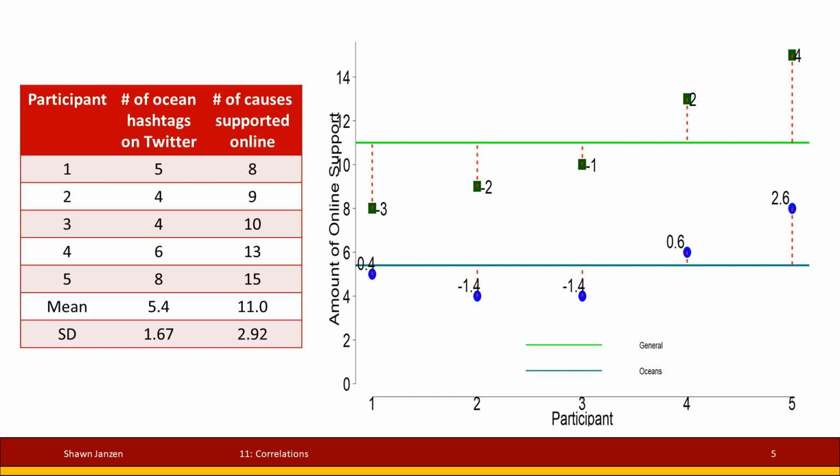On the right side of the plot, I've put out these data points where on the x-axis we have our individual participants, and I've plotted their points on the y-axis for both the number of ocean hashtags on Twitter they've used and the number of causes online that they've supported. I have horizontal lines cutting across in both green and blue, where green is the mean for the causes and blue the mean for the ocean hashtags. We have red dotted lines extending from each observation point to the respective means, and those red dotted lines are an amount of error. How far each point is from its mean is a measurement of error, and next to the data points I have a number that gives us a perspective of how far that error is.